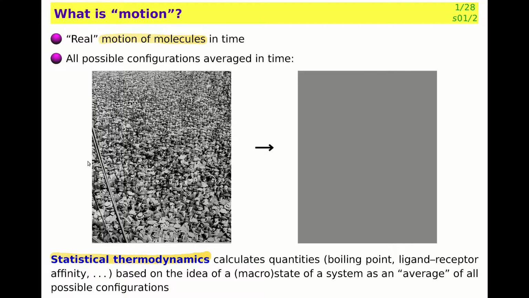You can imagine that all possible configurations that we have are averaged in time. What I see is something where I don't see individual molecules. I only see properties of matter. And there are two approaches to these properties, either using the real motion of molecules or using the rules of statistics, of statistical thermodynamics, that is, probabilities of different configurations, and so on.